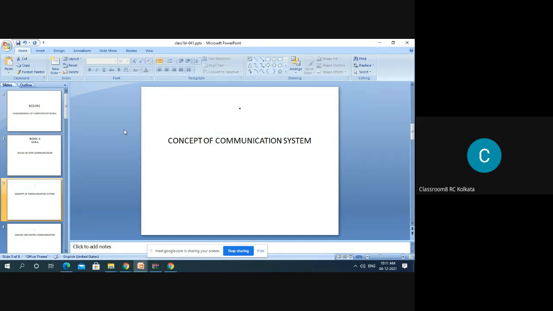And the receiver. It is the destination where finally the message sent by the source has arrived. It is a device that receives the message. Same as the sender, the receiver can also be a computer, telephone, mobile, or workstation.